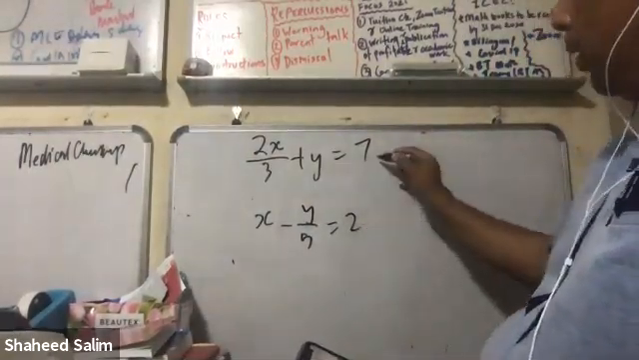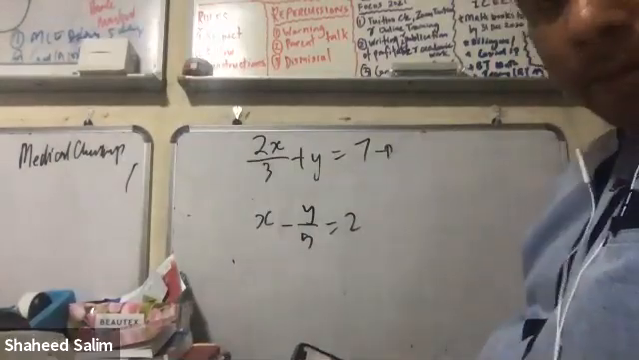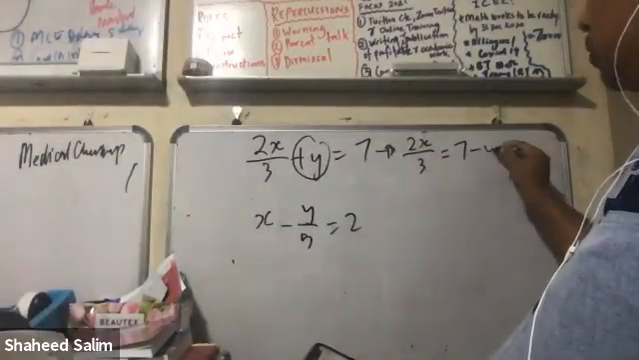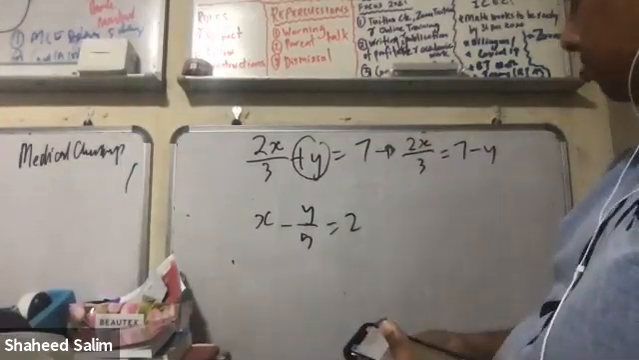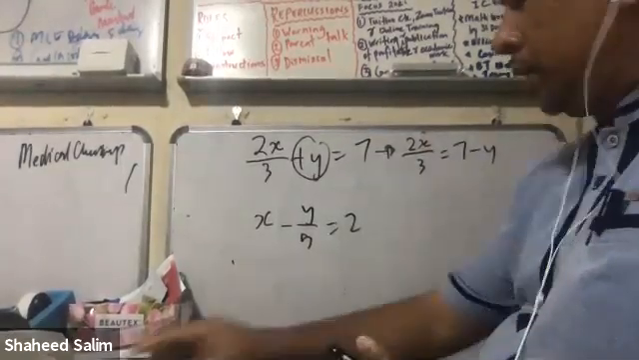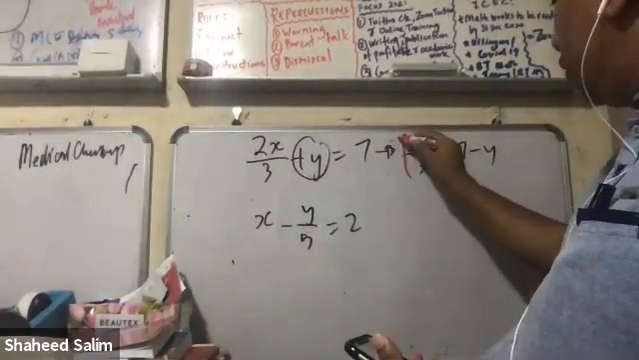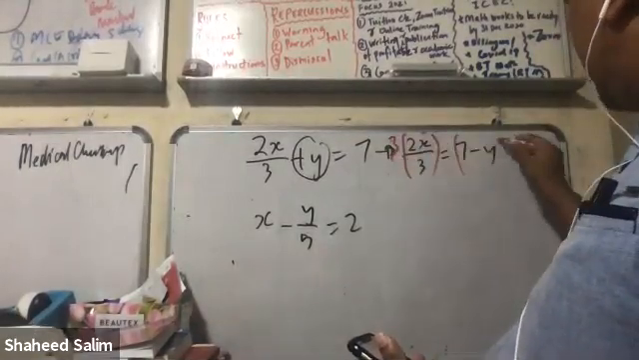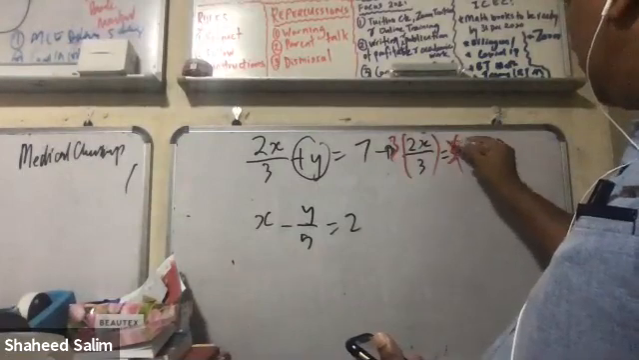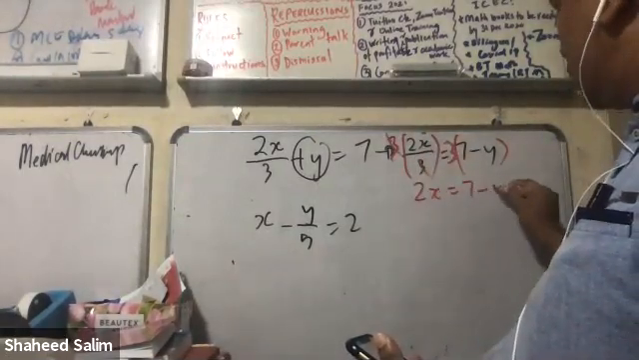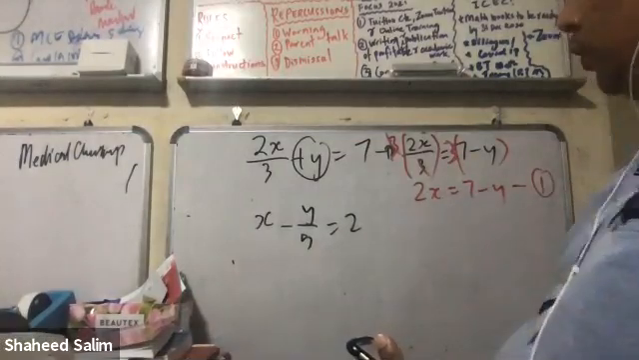You can bring the y over here. Have you done it right or not? No. Bring the y over. So you get 2x over 3 equals to 7 minus y. This one, is it okay? Yeah. Now down here, you times both sides by 3. When you times by 3, the 3 disappears, because 2x equals 7 minus y. You can call this equation 1 if you want to.